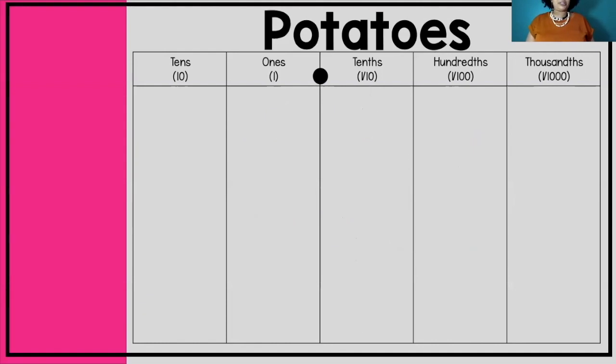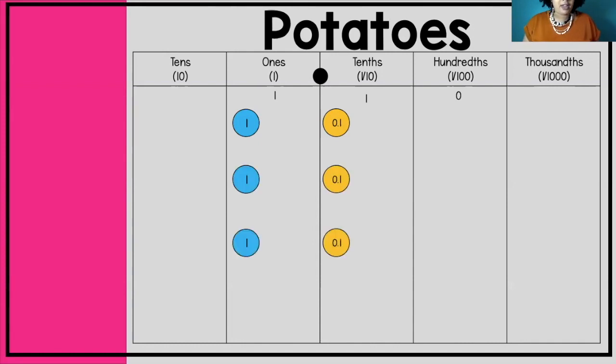So let's look at our potatoes next. The cost for a pound of potatoes was $1.10. So let's show that with my place value discs. I can't stop there though, because I want to know what the total is for 3 pounds of potatoes. So there's 1 pound, here's another pound, here's another pound of potatoes.